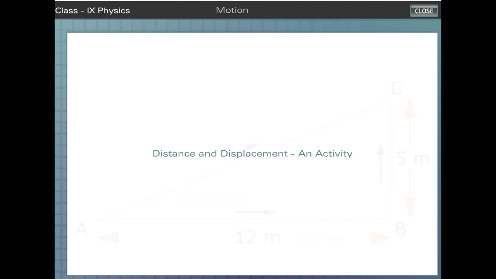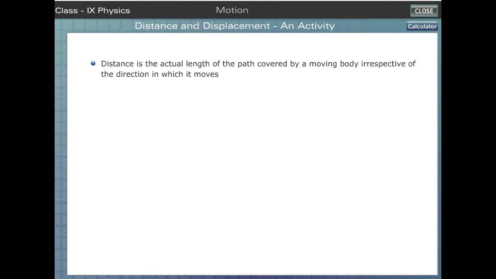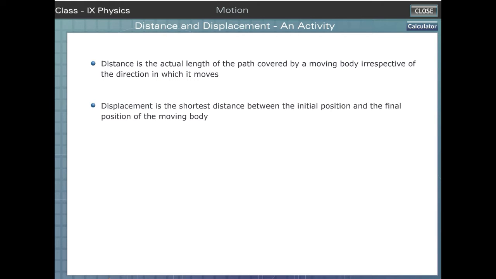Distance and displacement, an activity. Distance is the actual length of the path covered by a moving body irrespective of the direction in which it moves. Displacement is the shortest distance between the initial position and the final position of the moving body.